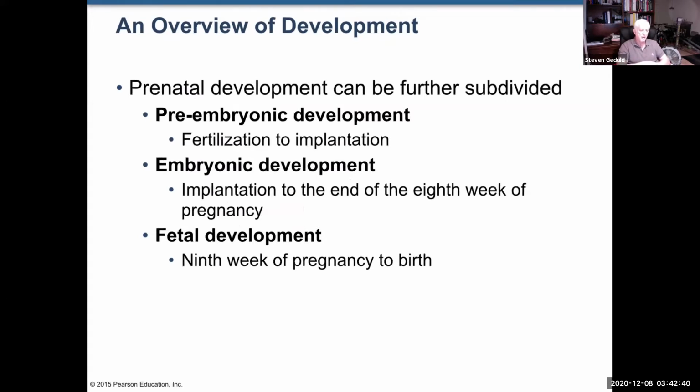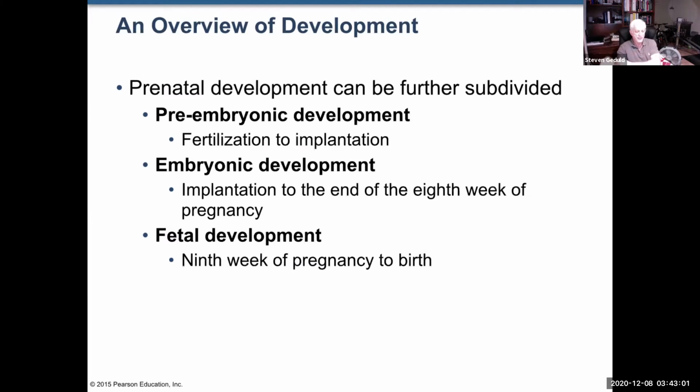So pre-embryonic development is fertilization to implantation. As the egg travels from the uterine tube to the uterus to implant itself, that's pre-embryonic development. That's when the cells start to divide in the egg, start to form multiple cells.